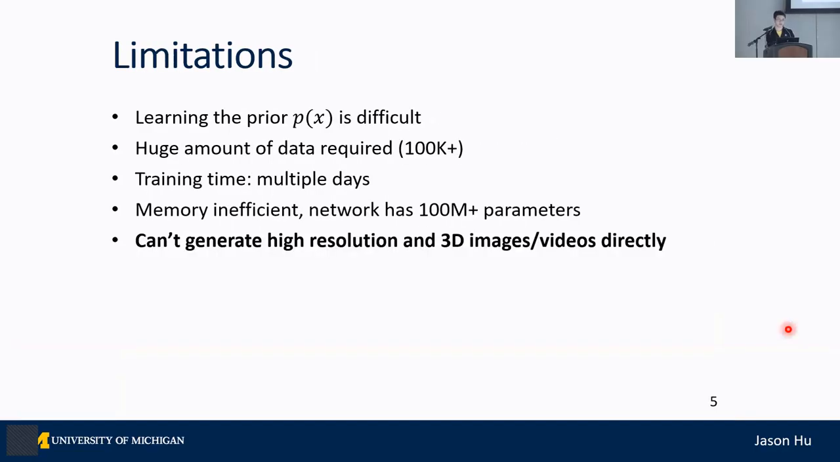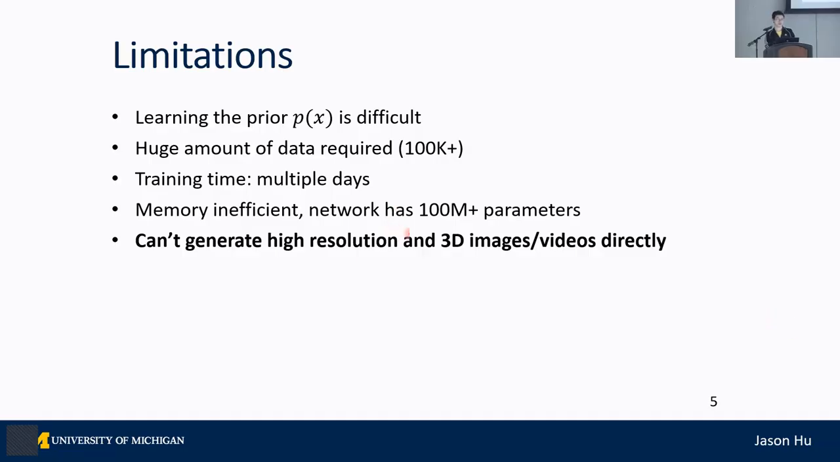Okay, so there are some limitations. Learning the prior P of X is very hard, and it's the most important thing for solving the inverse problem well. For example, we need a lot of data, and the training time is very long. And you can imagine the distribution of these images is usually pretty complicated. If we have a 256 squared image, that's a lot of numbers we have to learn.